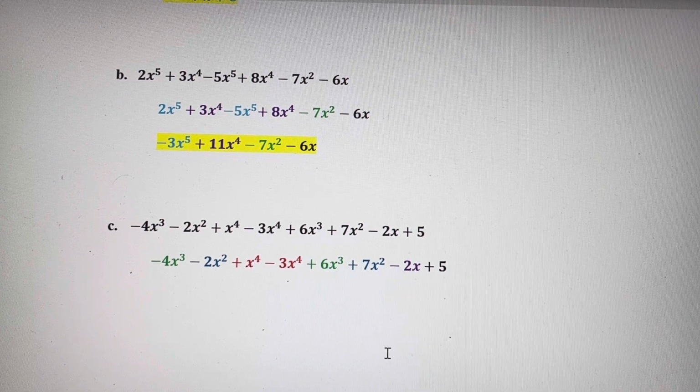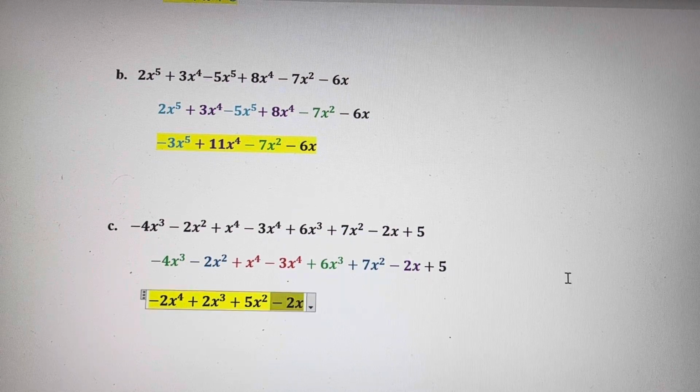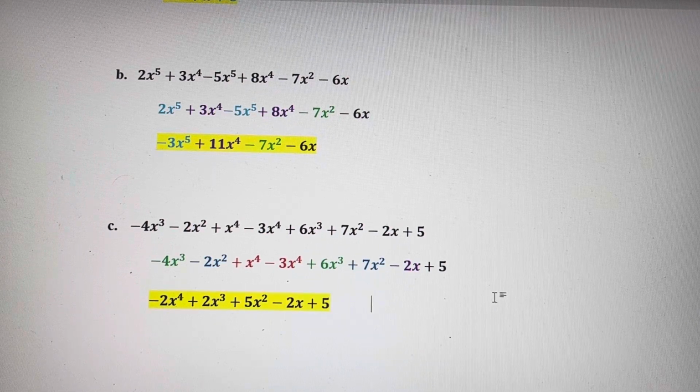So when we're writing in standard form, remember that our largest exponent comes first, so x to the 4th in red is going to come first. Positive 1x to the 4th minus 3x to the 4th is negative 2x to the 4th. In green next, x cubes. Combine those, we get positive 2x cubed. Our x squares come next. Combine those, we get positive 5x squared. X to the 1st comes next, so negative 2x, and then positive 5 comes next, and that's it.